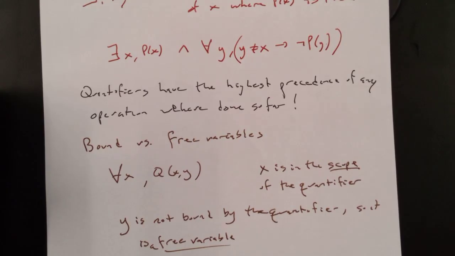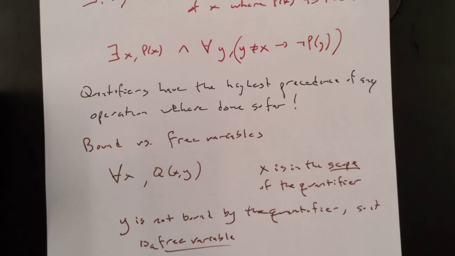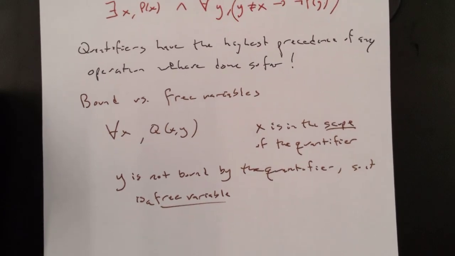Now, being bound is the same as being inside the scope of the quantifier. X is in the scope, it's bound. Y is out of the scope, it's free. When I am working with multiple propositions, multiple variables, I can have multiple quantifiers in the same sentence.